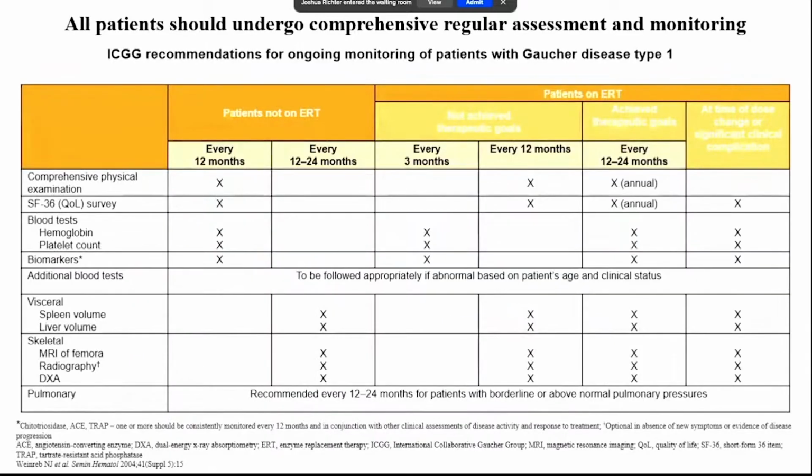This is the regular assessment which the patient should go through, whether he started on enzyme replacement therapy or not. You can see that for those who started on enzyme replacement therapy, you have to monitor their blood tests every 3 months. But the rest, like the visceral enlargement and the skeletal abnormalities, you can do every 1 year. And if the patient achieves therapeutic goals, you can space it and do it every 2 years.